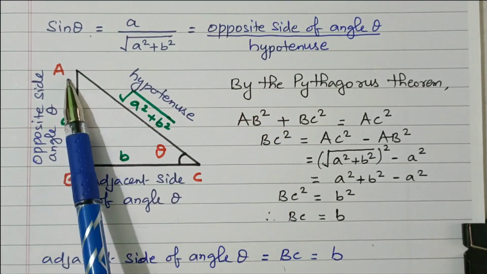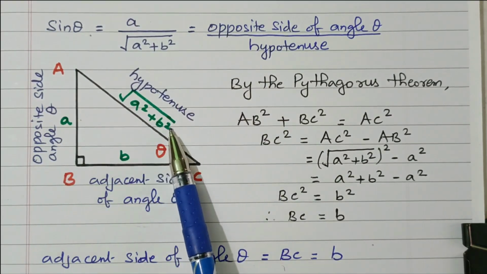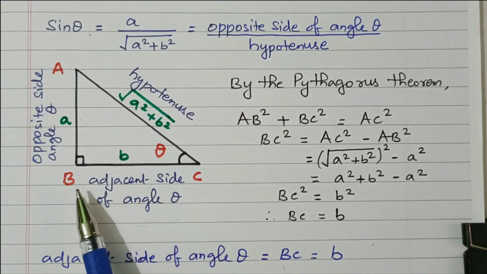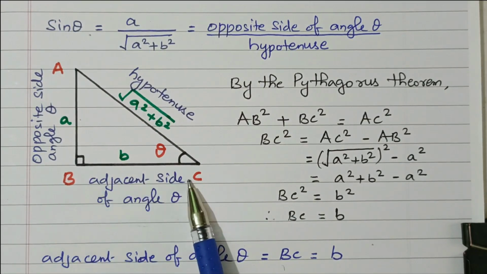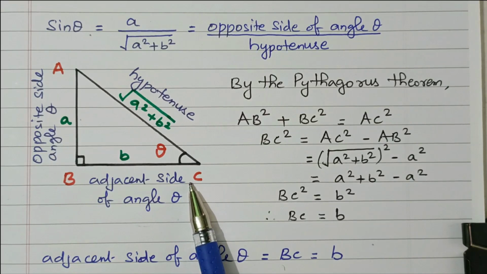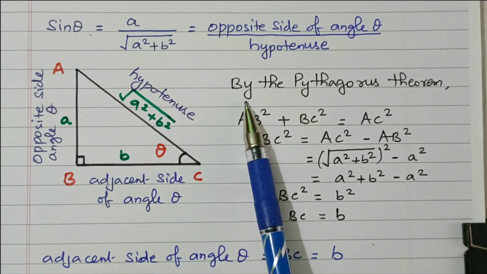So the given value is: AB is a, and the hypotenuse is square root of a square plus b square. These two values are available from the sin theta. The adjacent side is not given. So before going to the proof that b sin theta equals a cos theta, we need the adjacent side of angle theta. That can be calculated from the Pythagoras theorem.